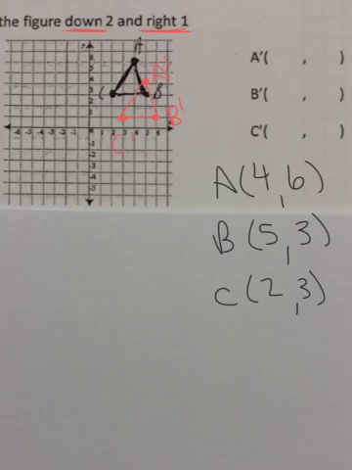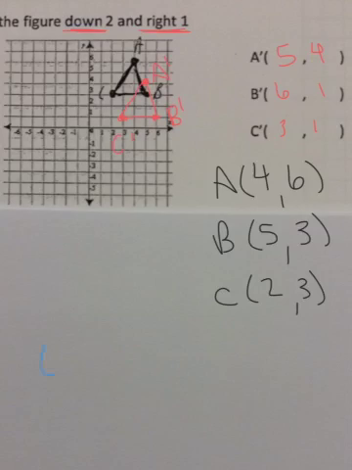We'll name our ordered pairs. So A prime, looks like we're going right 5, 1, 2, 3, 4, and up 4. And B prime, we're going right 6 and up 1. And then C prime, we're going right 3 and up 1.